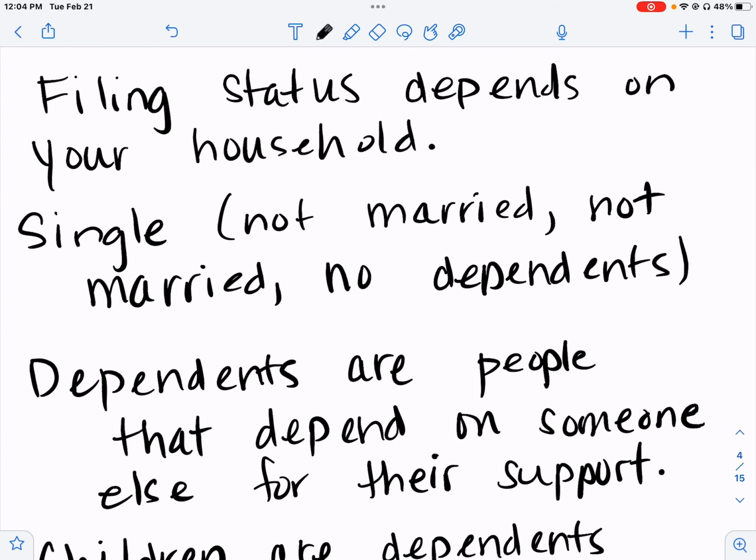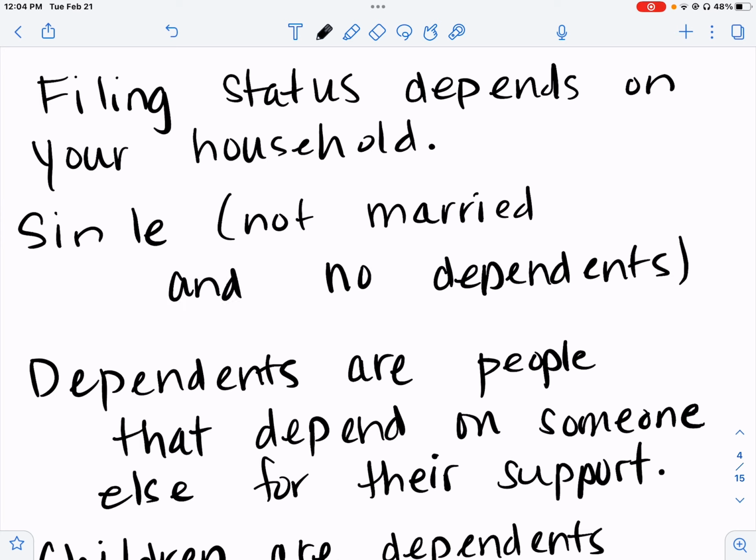Filing status depends on your household. Single is not married and has no dependents.